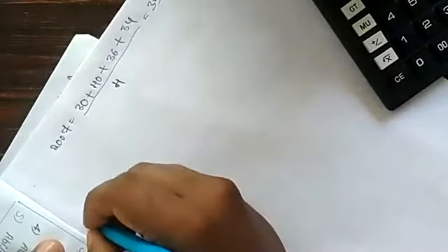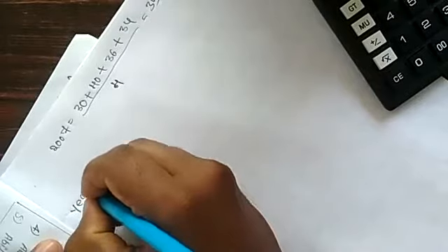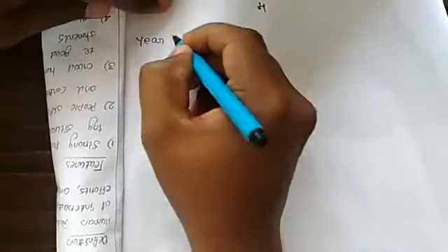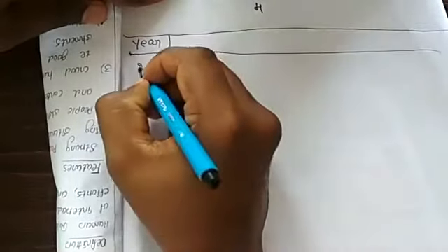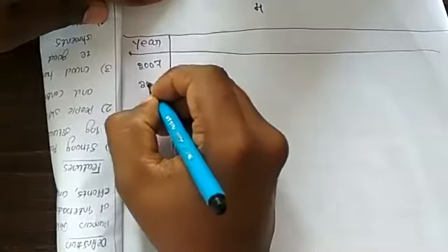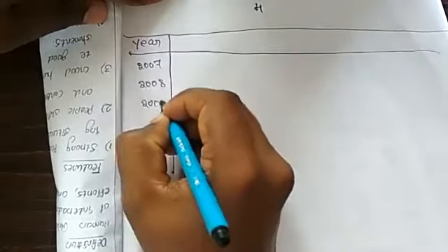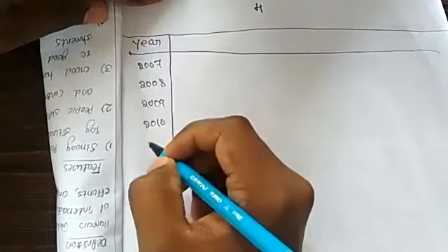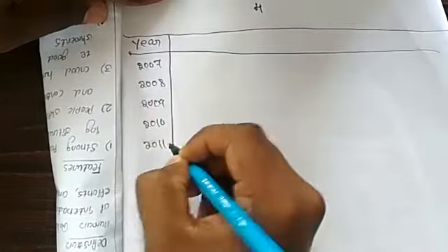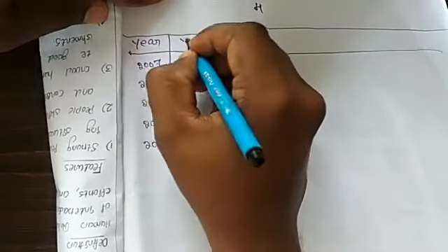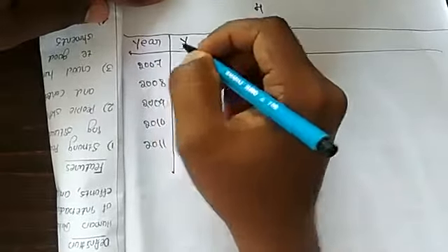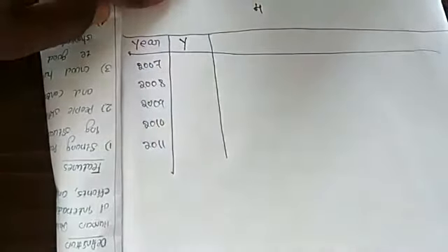So I'll write down the year. A little bit of table work is required for calculation of trend values. 2007, 2008, 2009, 2010, and 2011. So I'll directly write values, that is y. We denote actual values as y in the least square method.